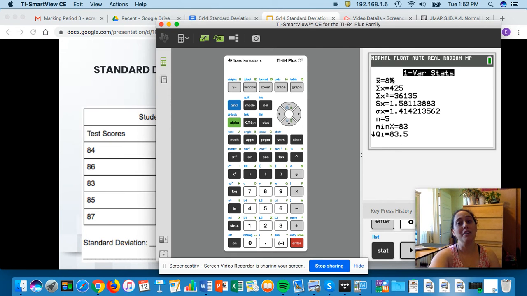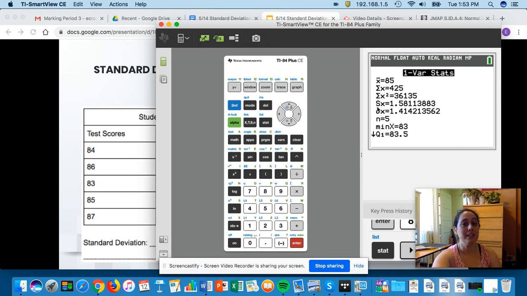Okay, so now it gives you this. The mean, the average is 85. So if I were to add up all these scores and divide by 1, 2, 3, 4, 5, I would get 85. This big E, it looks kind of like a weird E. That's Greek for the sum of. So if I added up all of the X's, I would get 425. So if I said 84 plus 86 plus 83 plus 85 plus 87, that would give me the sum of X, which is 425. Okay.